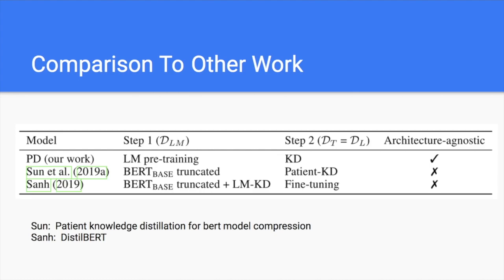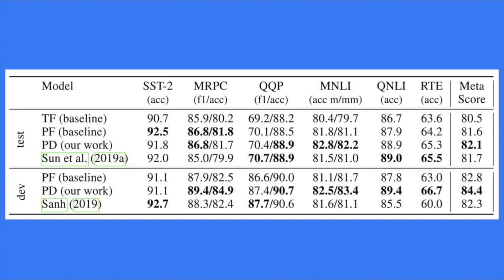These are the differences between these three papers, and this is the performance comparison. You can see that for patient knowledge distillation, compared to this work, this paper has better performance, 0.5% higher average meta score. 0.5% is not a lot, but it's an average from a lot of different data sets. So I would say it has some credibility. And because the sample size is big, the significance is larger.